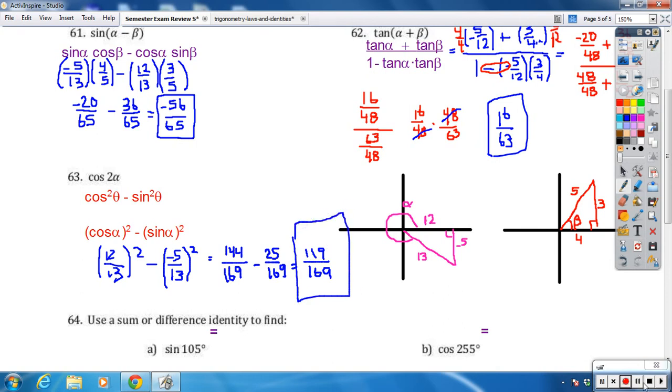If you had used any of the other two double angle identities for cosine, you would ultimately wind up with the same thing. You just don't have the convenience of having the same denominator by choosing the identity that I did.